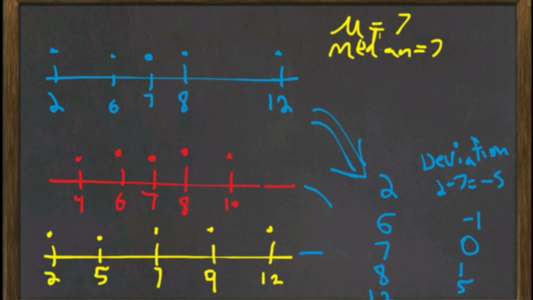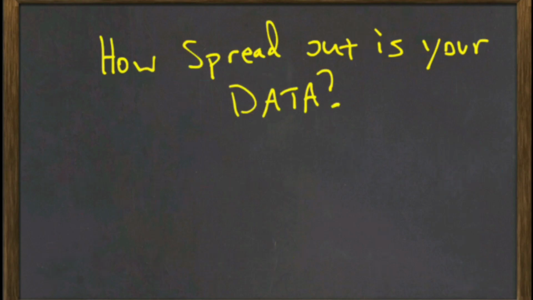So instead what we're going to do is we're going to add up the squared deviations. And in fact, that's what becomes our measure of variance. Variance is simply the mean of the squared deviations. So we add them up and then we divide by the total number. So let's walk through.